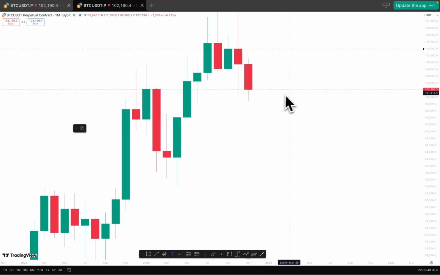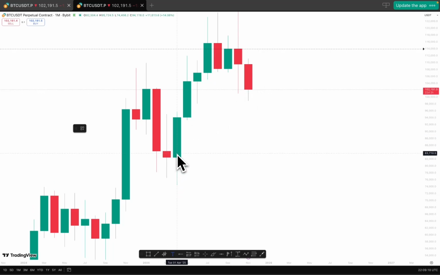Now, the market is still bearish, but the month hasn't closed yet. It's still November 7th, or I think the 8th. So the month is yet to close. We might have the market going back up, pumping maybe towards the end of the month. But for now, this is a bearish candle.